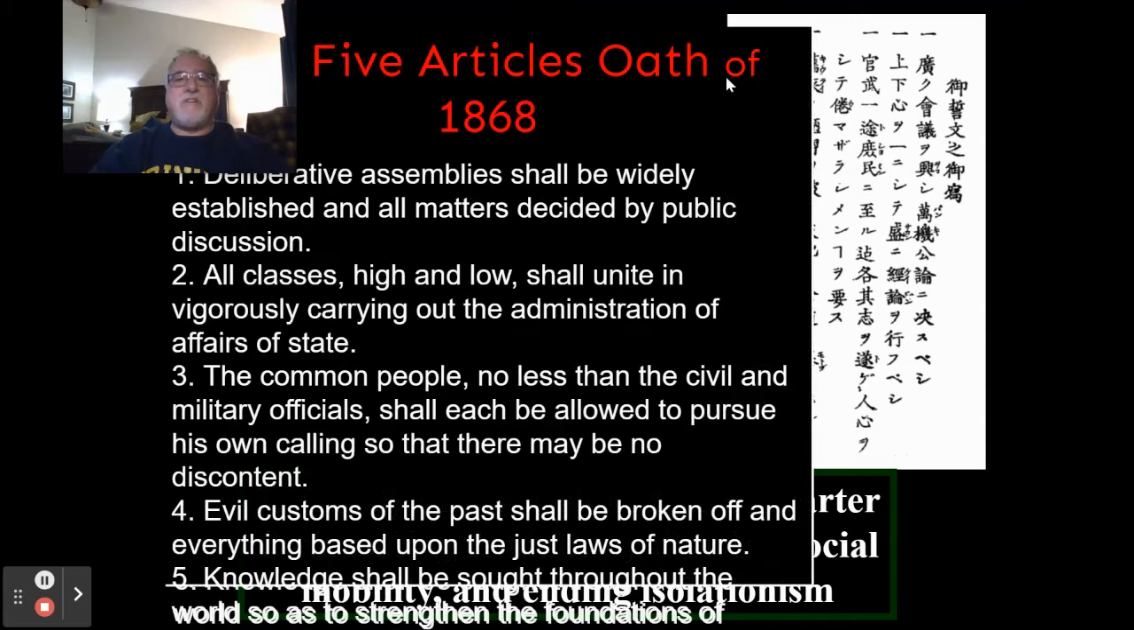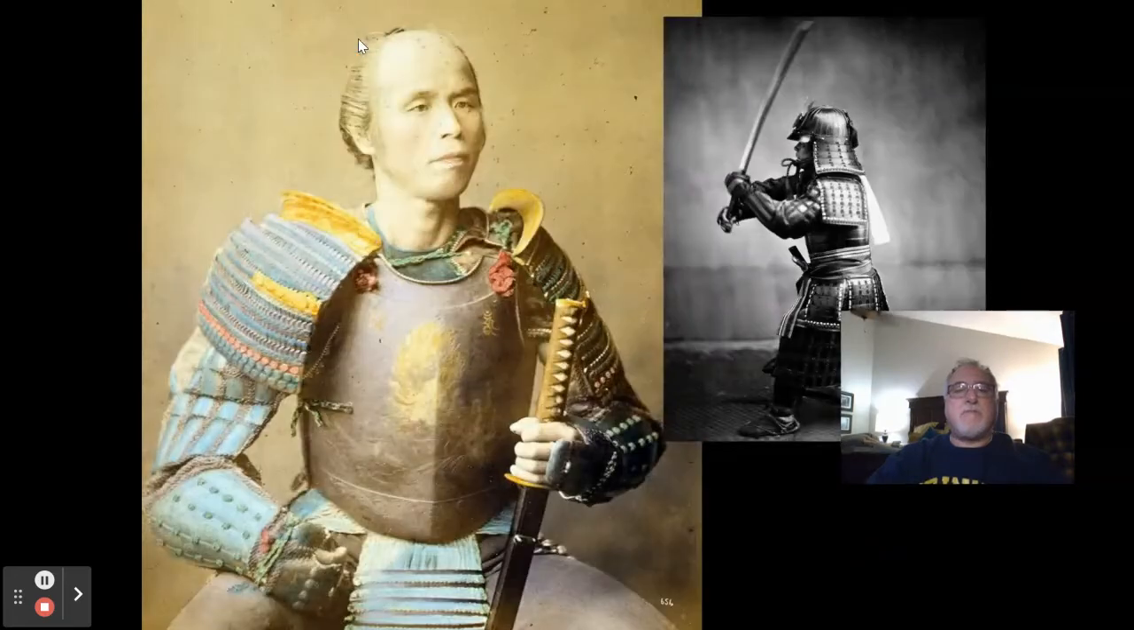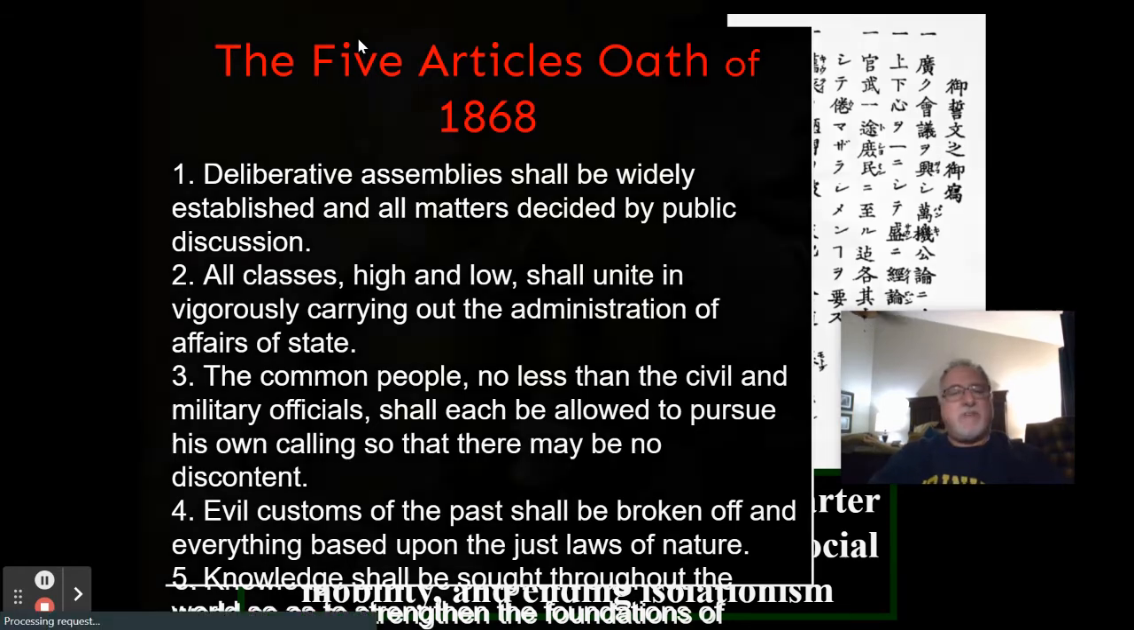And then these are just some of the things that are introduced. All classes, high and low, shall unite in vigorously carrying out the administration of affairs of state. The common people, no less than the civil and military officials, shall each be allowed to pursue his own calling. Evil customs of the past shall be broken off, and everything based upon just laws of nature. Knowledge shall be sought throughout. So this is a big change. This is a very enlightened kind of way of thinking. So this is a very marked change in how Japan views things.